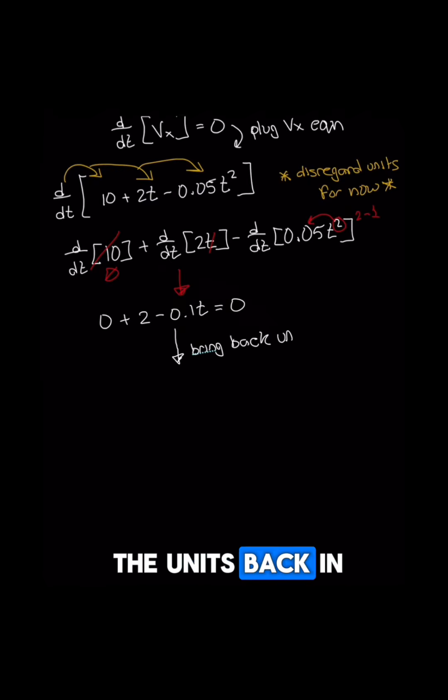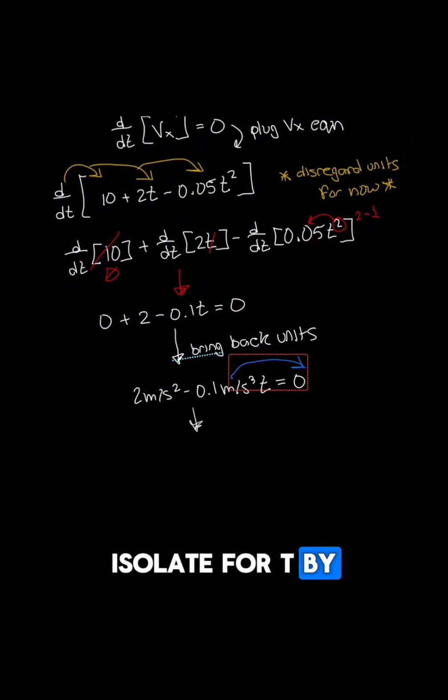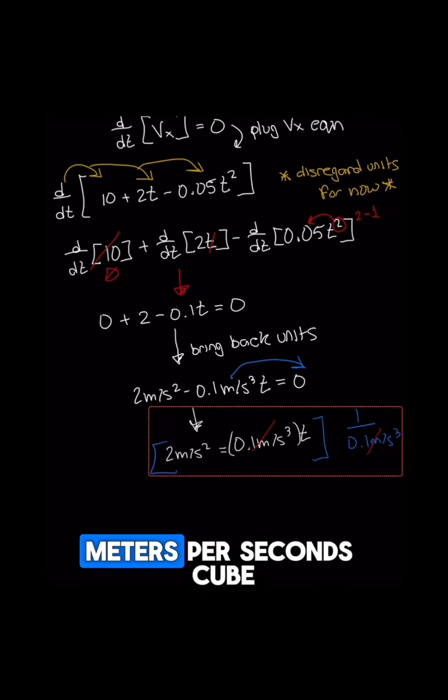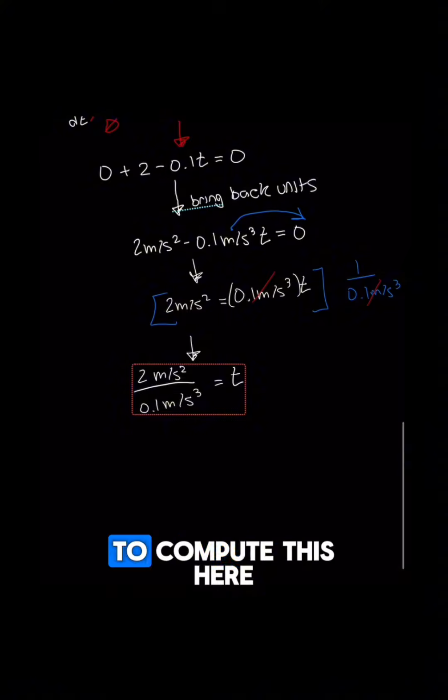Now we can bring the units back in just to make things make sense, and we get this expression here. Isolate for t by bringing t to the other side. We can multiply the whole expression by 1 over 0.1 meters per second cubed to isolate for t. Now we have t alone on the right hand side and we just have to compute this here.